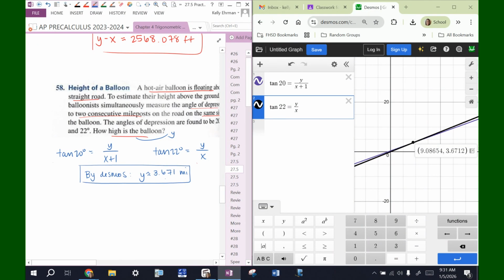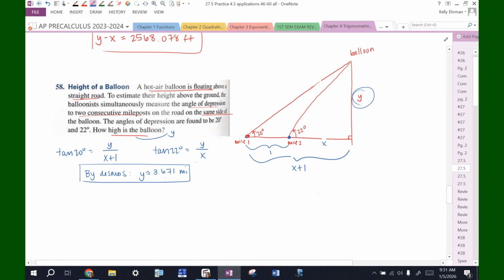Okay, what if you get mixed up and you're not quite sure, and so you start trying to solve this thing? Okay, so then what I would do is multiply the x's over, right? So it'd be x plus 1 times tangent of 20. That equals y. And x times tangent of 22 equals y. It's important to have the x plus 1 in parentheses or distribute the 20 through.